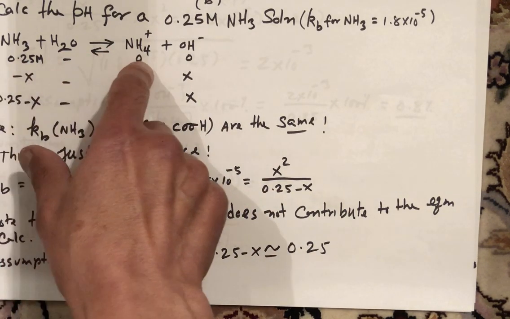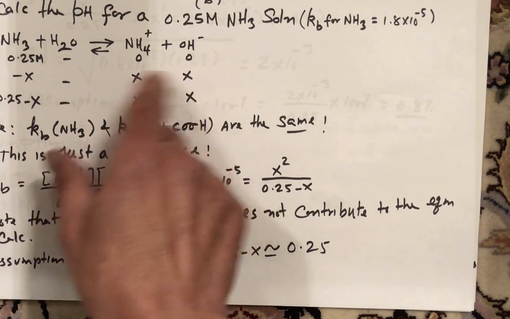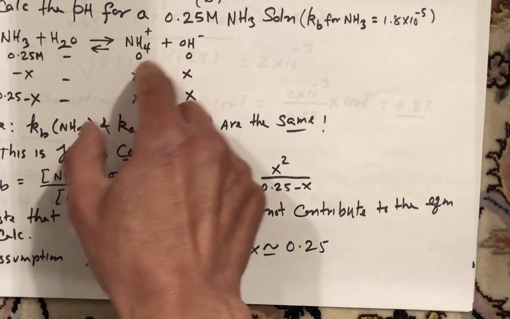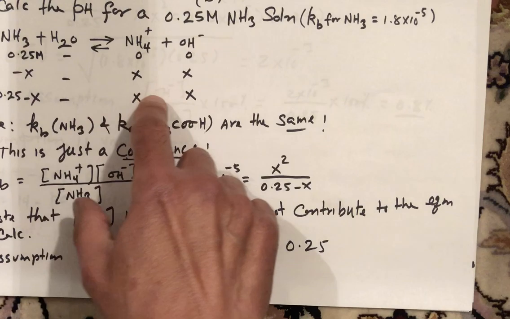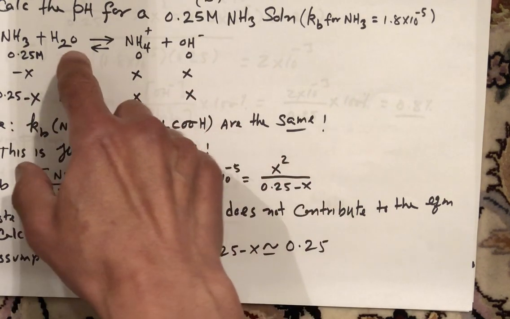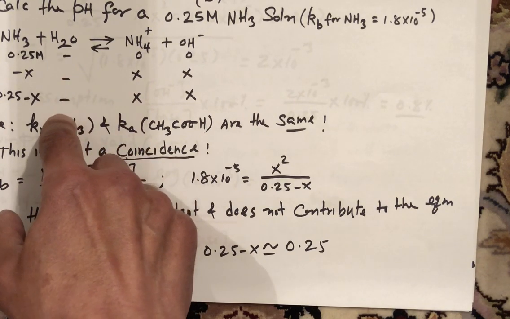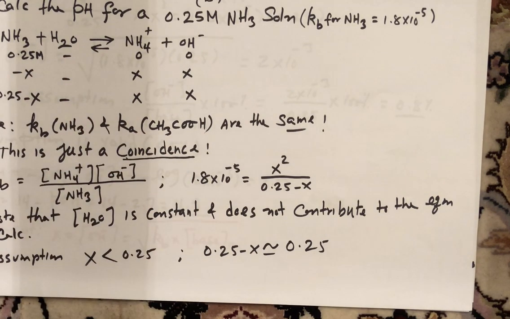0.25 initial, 0, 0 for the product, minus x, plus x, plus x. Equilibrium is 0.25 minus x, 0 plus x, 0 plus x. So x and x here. So these are the important numbers we need to have, okay? Now, remember, the water does not contribute to the calculation, so therefore we just leave it blank, okay? We don't write anything for water.